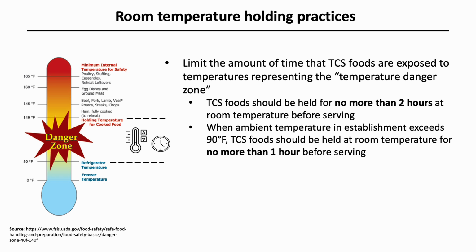In general, establishments should limit the amount of time that TCS foods are held at temperatures within the temperature danger zone, which includes allowing foods to sit at room temperature. Specifically, TCS foods should be held for no more than 2 hours at room temperature before serving. Additionally, in cases where the ambient temperature in the establishment exceeds 90 Fahrenheit, TCS foods should be held at room temperature for no more than 1 hour before serving.